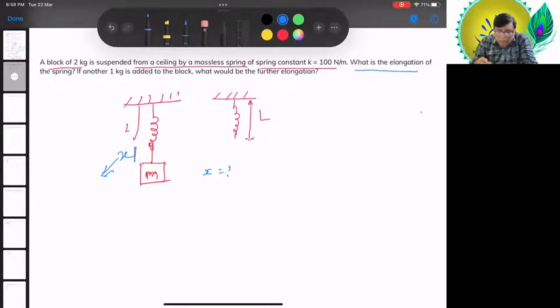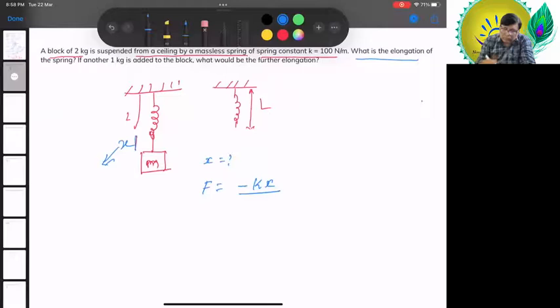Let us first see this first part of the problem. So according to a spring, we know what is the spring force. The spring force is minus kx. K is a spring constant and x is elongation. So this is our spring force. Here elongation is x and force is minus kx. That means a spring is trying to pull this object towards ceiling.